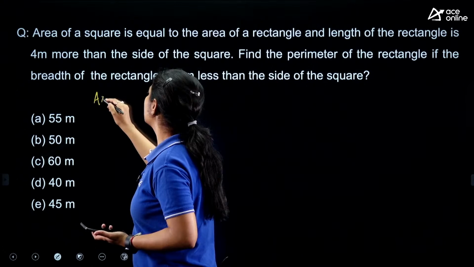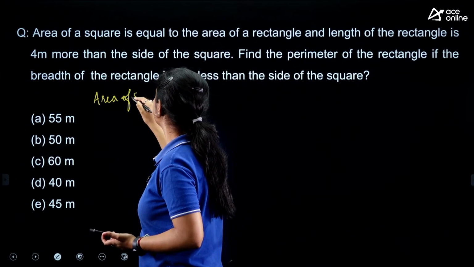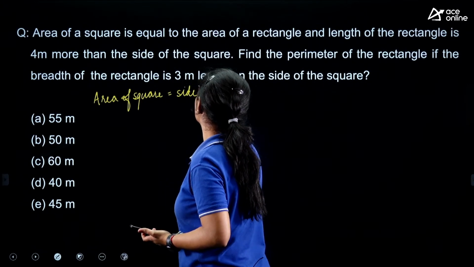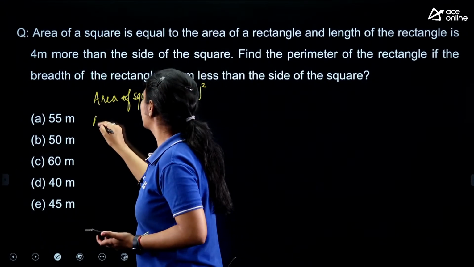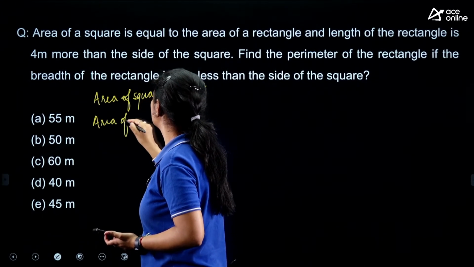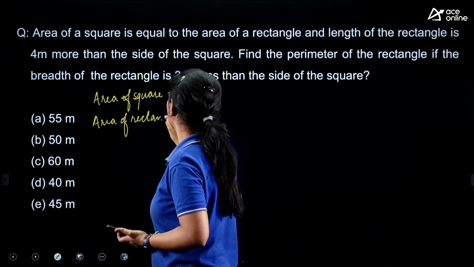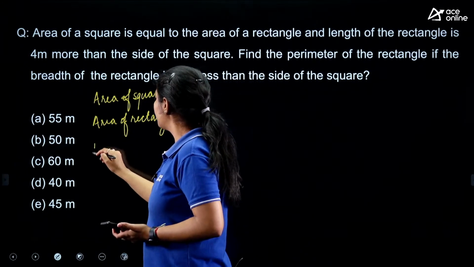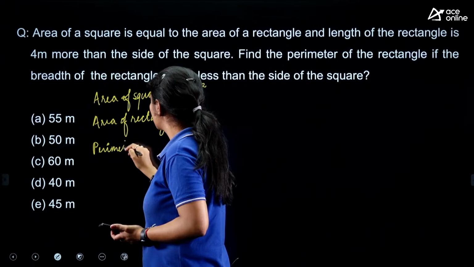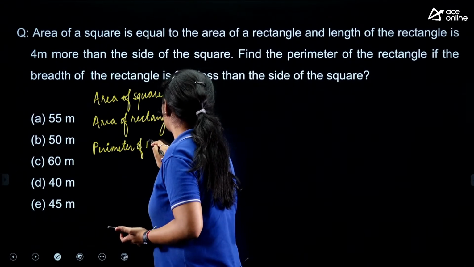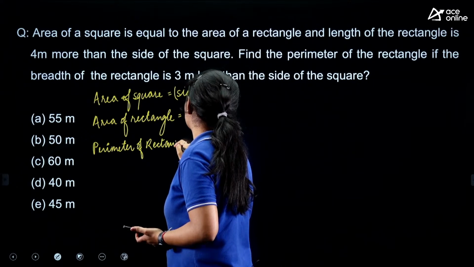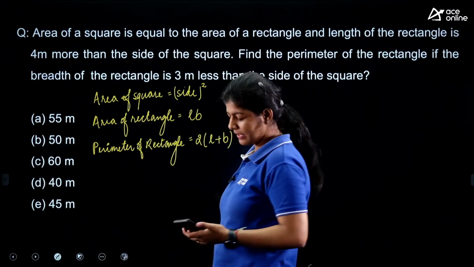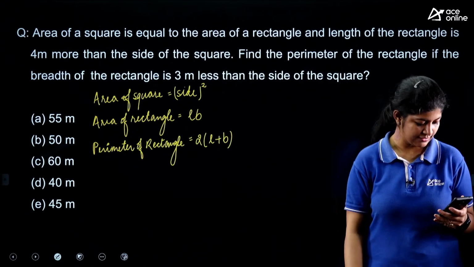So the area of a square is nothing but side squared, right? Area of rectangle is nothing but length into breadth. Now the perimeter of a rectangle is nothing but 2 into length plus breadth. These are the formulas that we need to use over here just to get the answers.